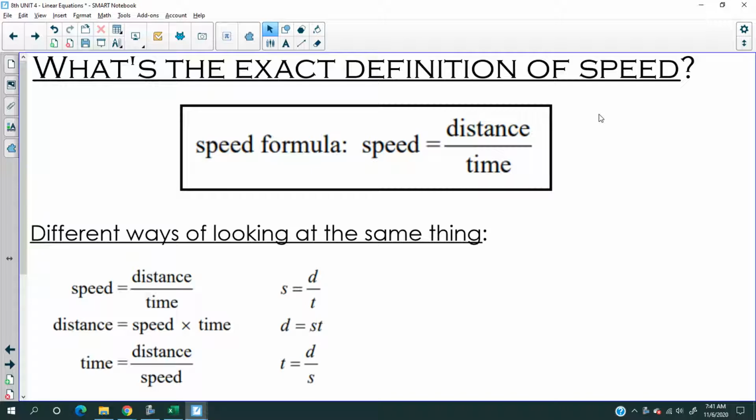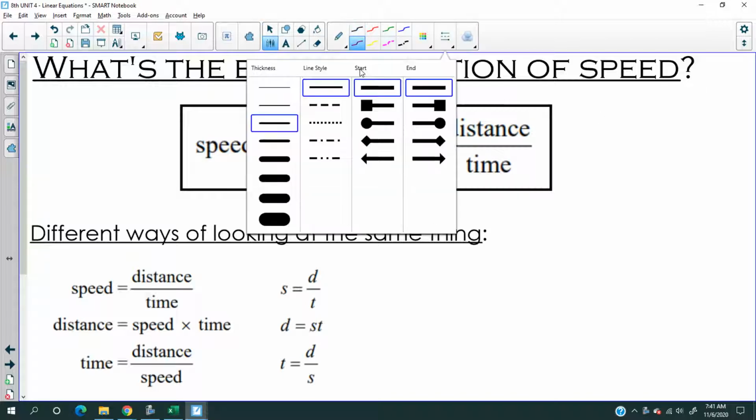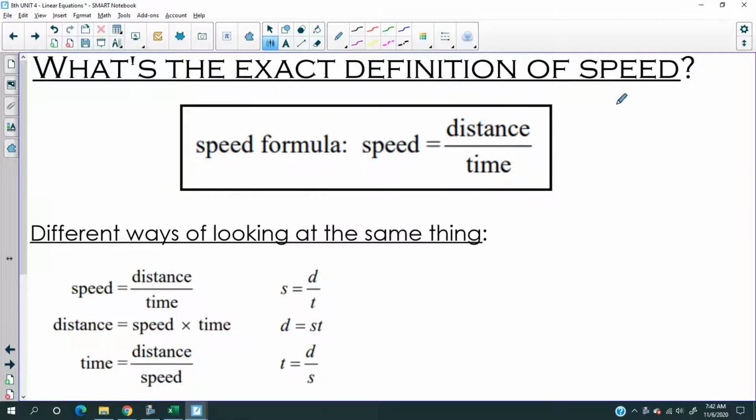Okay. So now, since we're talking about speed today and how it relates to slope, I think it'll be great if we talk about the exact definition of speed first. Right off the bat, the definition of speed is a formula. Speed is distance over time, or the ratio of distance over time, or distance divided by time.